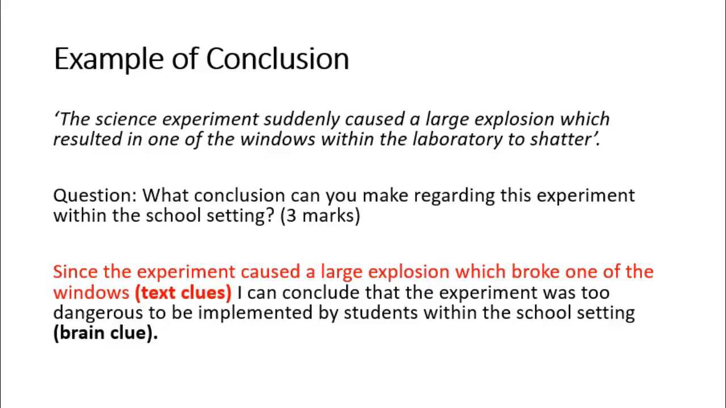So in this answer, we started off with the text clue. So we said, since the experiment caused a large explosion, 1 point, which broke one of the windows, 2 points, I can conclude that the experiment was too dangerous to be implemented by students within the school setting, and that was their brain clue.